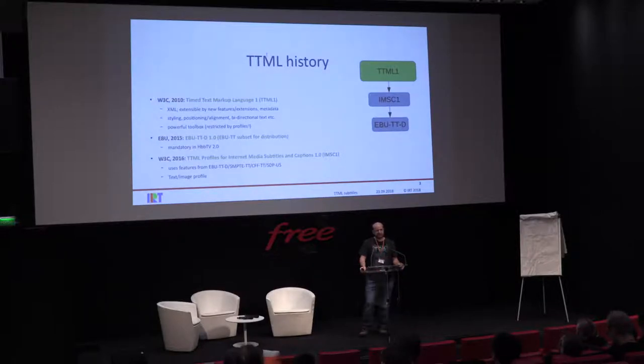So, TTML seems to be the solution for this. In 2010 the W3C created the Timed Text Markup Language, which is a huge toolbox of different subtitling features, different styling options, positioning, alignment, bidirectional text, and it's an XML format. So we can reuse existing XML software to process and convert the document, and we can also easily add metadata, new elements and attributes without any issues.